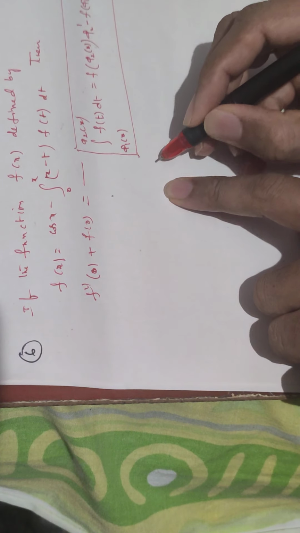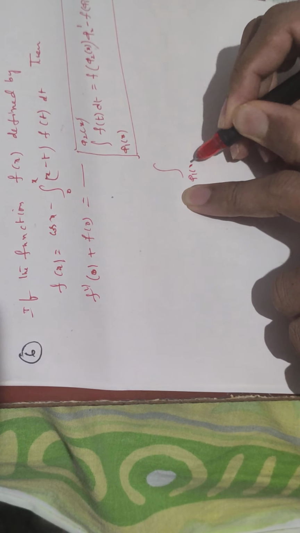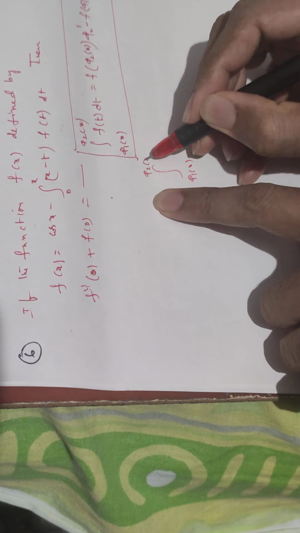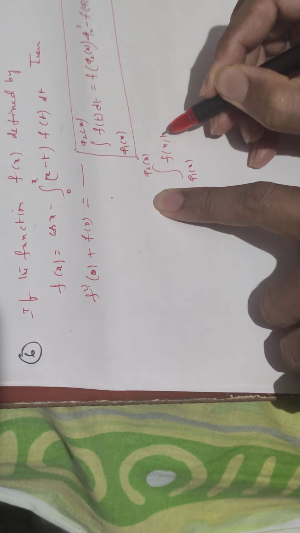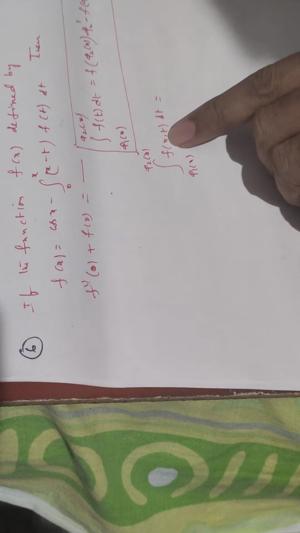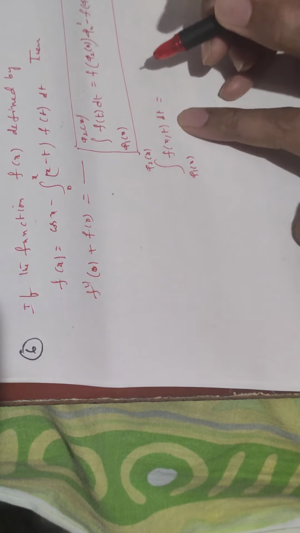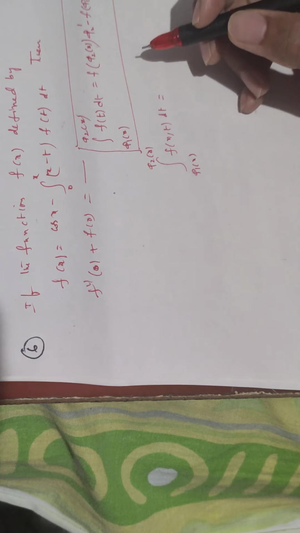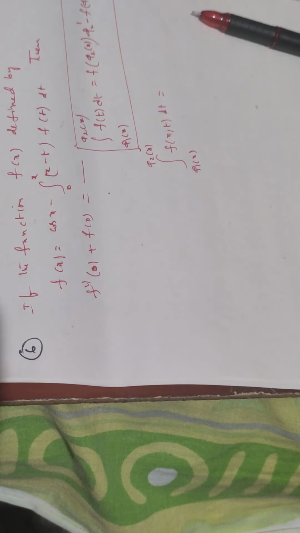So the Leibniz second formula: integral from phi 1 of x to phi 2 of x of f of x comma t dt. Here what is the nature of the integrand? The integrand contains the two variables x and t. In that case, the Leibniz formula is applied directly. First we have to differentiate partially with respect to x. After that, again we can use the first formula.